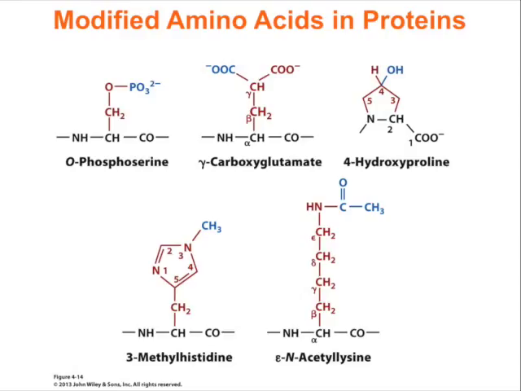This carboxyglutamate example, normally glutamic acid has a -1 charge. Here we can see another carboxyl group has been added. It's strengthened this negative charge slightly. The same is true for these other amino acids that are slightly modified. The name tells you what happens.